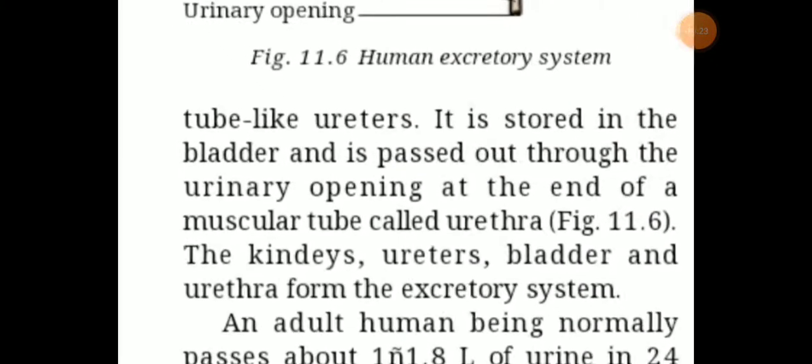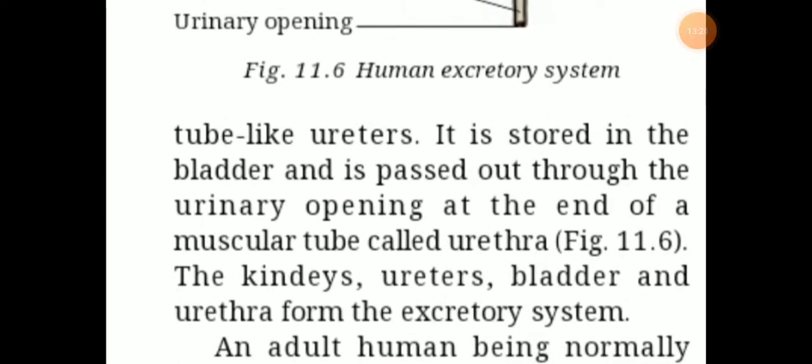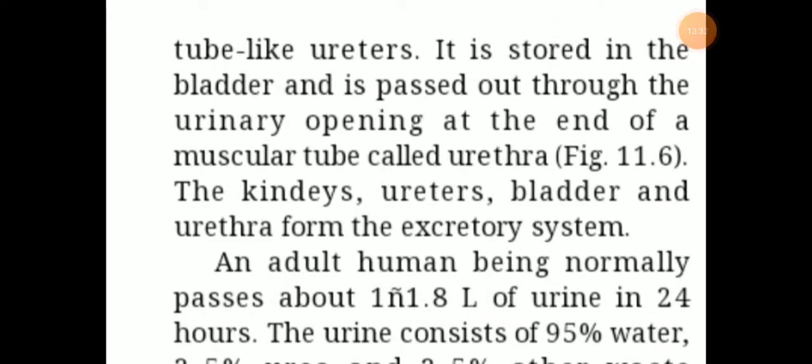Urine is stored in the bladder and is passed out through the urinary opening at the end of the muscular tube called the urethra. The kidneys, ureters, bladder and urethra form the excretory system. This is the excretory system.